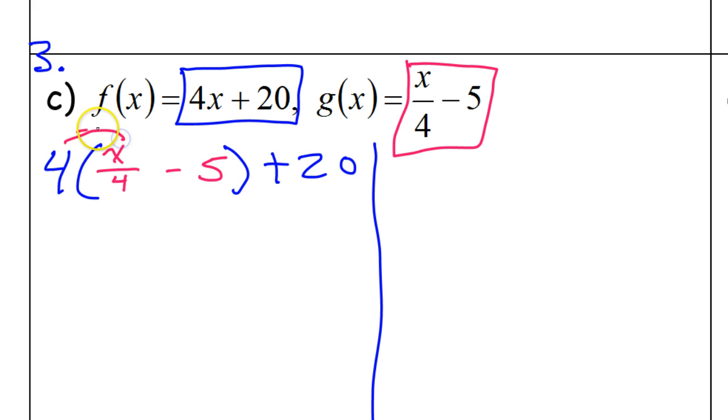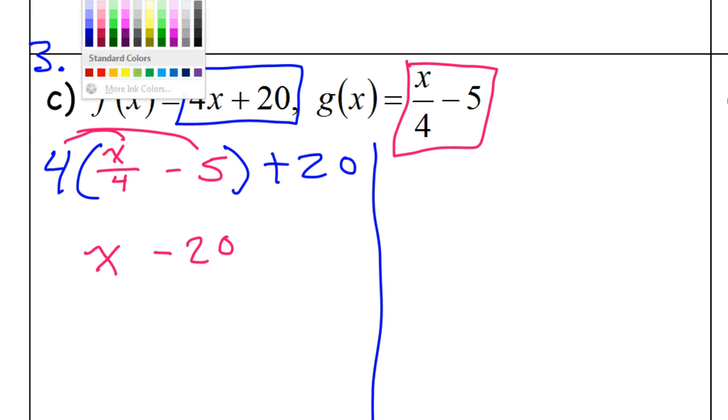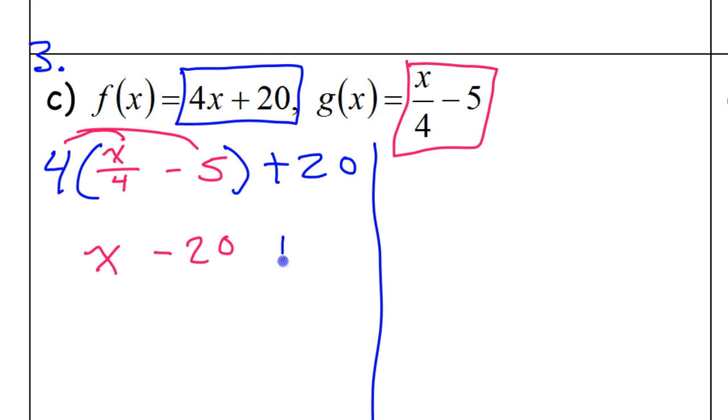If I do the distributive property right here, when I multiply 4 times x over 4, these 4's cancel out, and I just get x. 4 times negative 5 is negative 20. Of course, I will bring down the blue positive 20. And now you see that the negative 20 and the positive 20 cancel each other out. So that just leaves x.